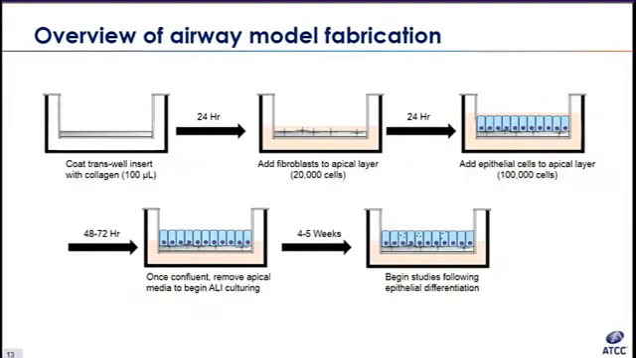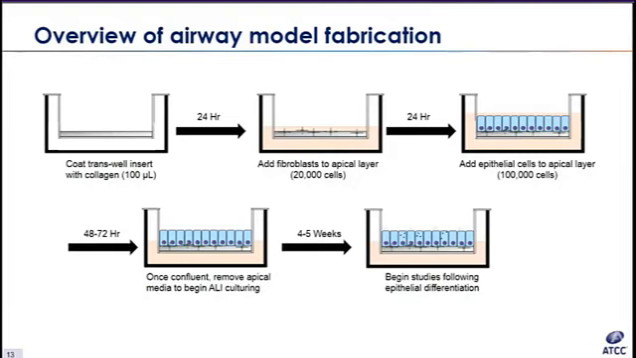For these studies, we fabricated airway models comprised of either primary bronchial epithelial or hTERT immortalized bronchial epithelial cell lines, as well as fabricated models with or without the incorporation of primary or hTERT lung fibroblasts. Here's a schematic providing an overview of our airway model fabrication process. All of our models are grown in 24-well plates with transwell inserts possessing 0.4 micron PET membranes.